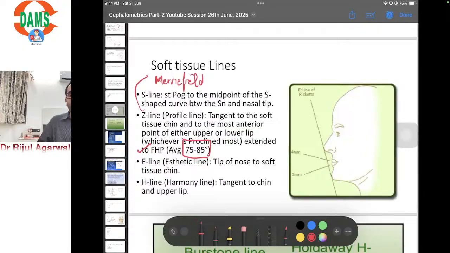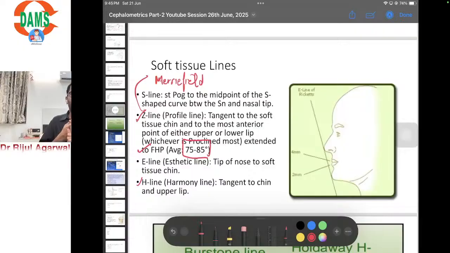Next, the Ricketts E line or the aesthetic line, it is from tip of nose to the soft tissue chin. And lastly, the H line, it is tangent to chin and the upper lip. So the confusion between Z line and H line: the Z line is from soft tissue chin to the most proclined part of the lip, be it upper or lower. And H is from soft tissue chin to the upper lip always, whichever lip is proclined. E line, soft tissue chin to tip of nose.